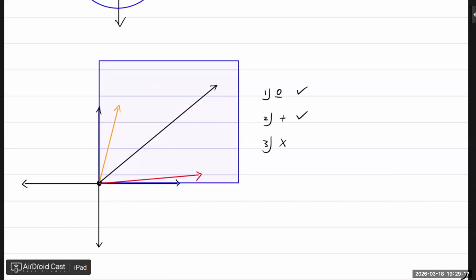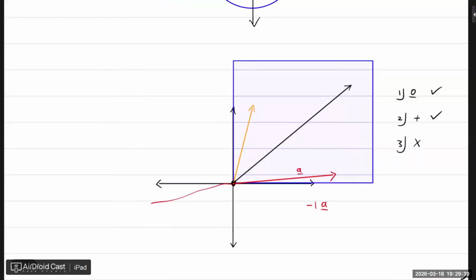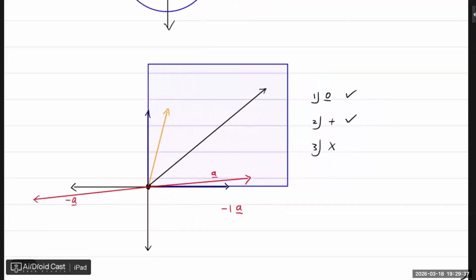Closed under multiplication. Well, what if I multiplied the red one? Say this was A. What if I multiply A with -1? It would have been a vector looking like that. Is that still in the space? No. So it's not closed under multiplication. So it's not a subspace. So a subspace needs to comply with all three of those things. Makes sense.